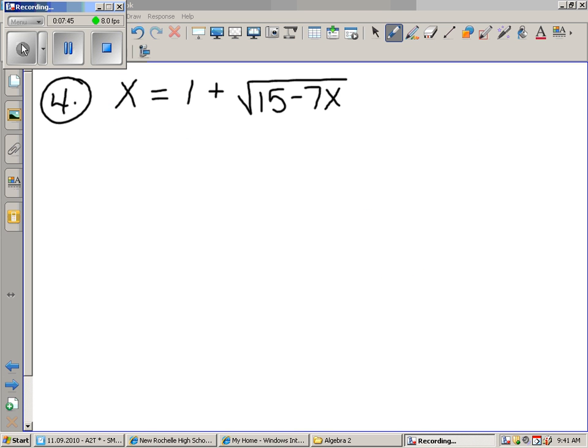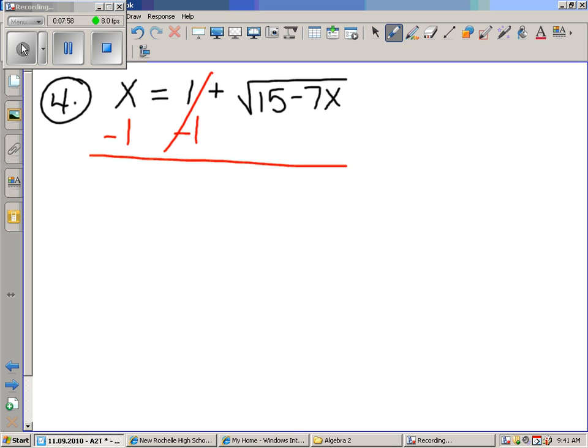All right, guys, last problem of the day. The hardest and most difficult of the problems we're going to look at today. Same steps as before. Isolate the radical first. So we're going to subtract 1. Subtract 1. These cancel away. X minus 1 equals square root of 15 minus 7x. Always when you do these problems, isolate the radical.